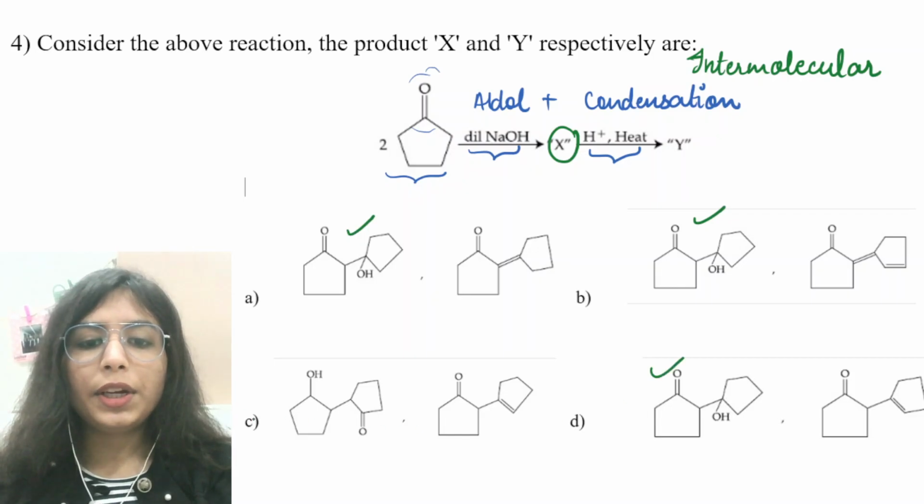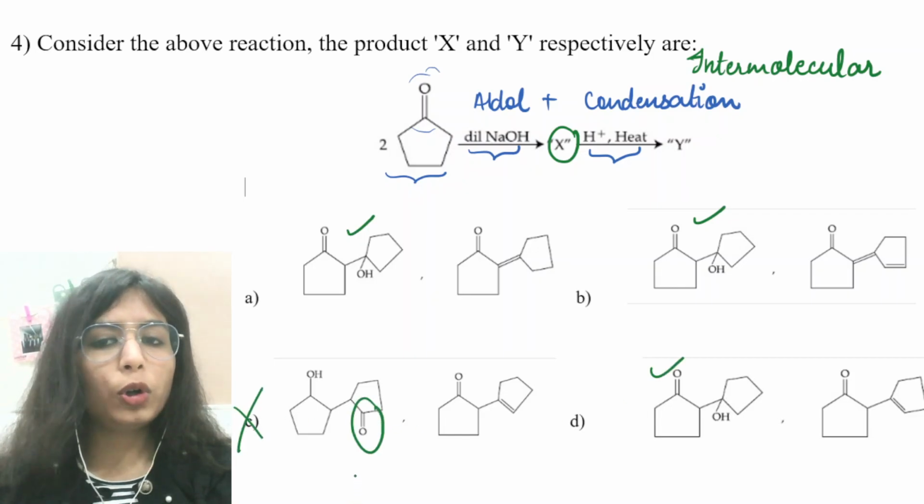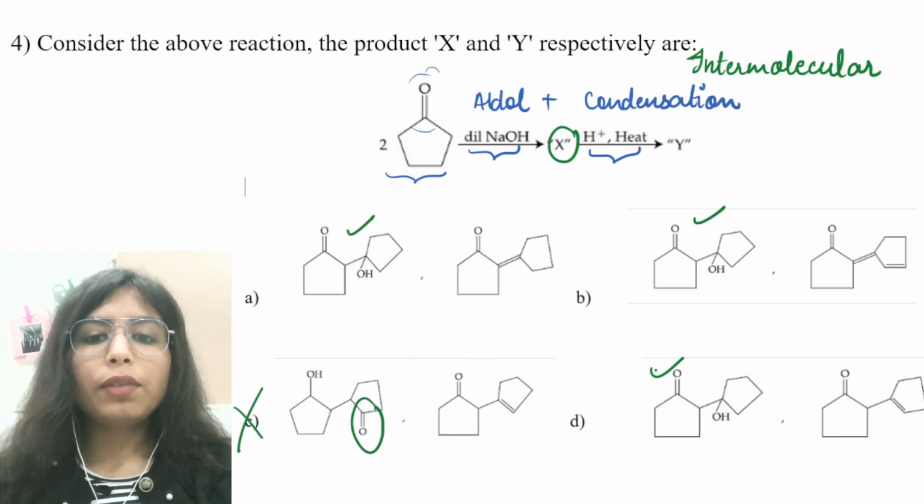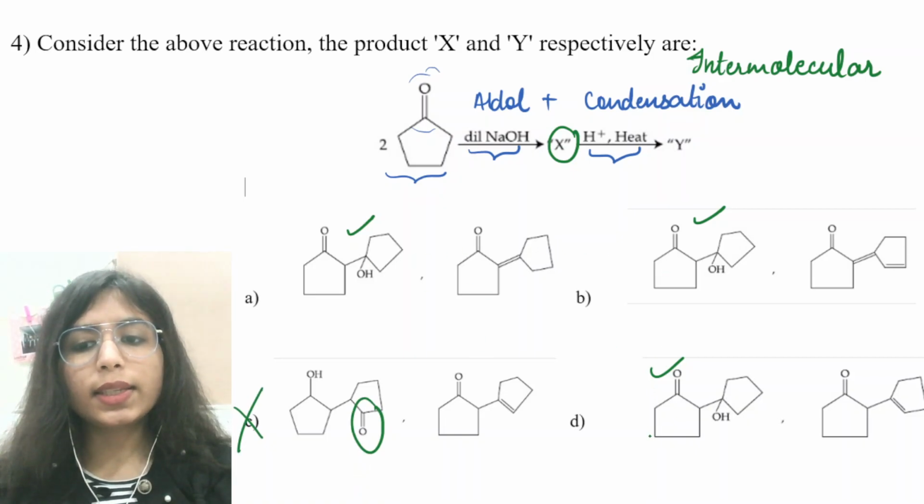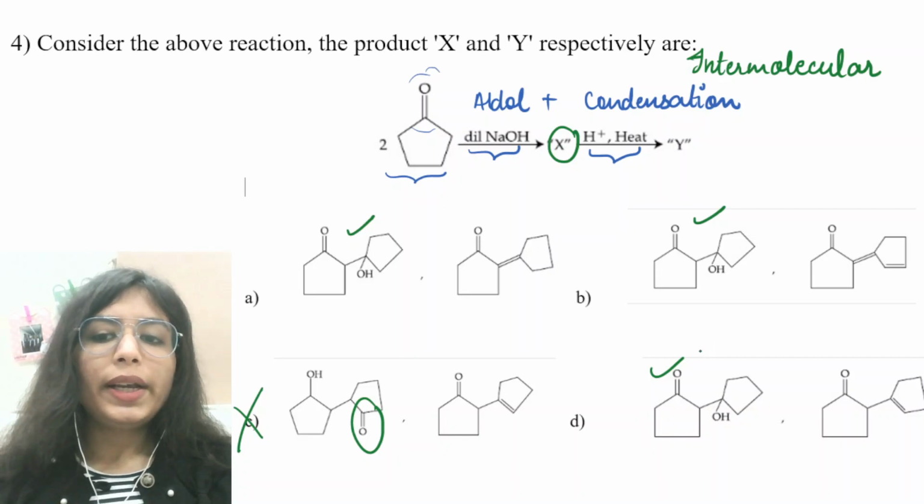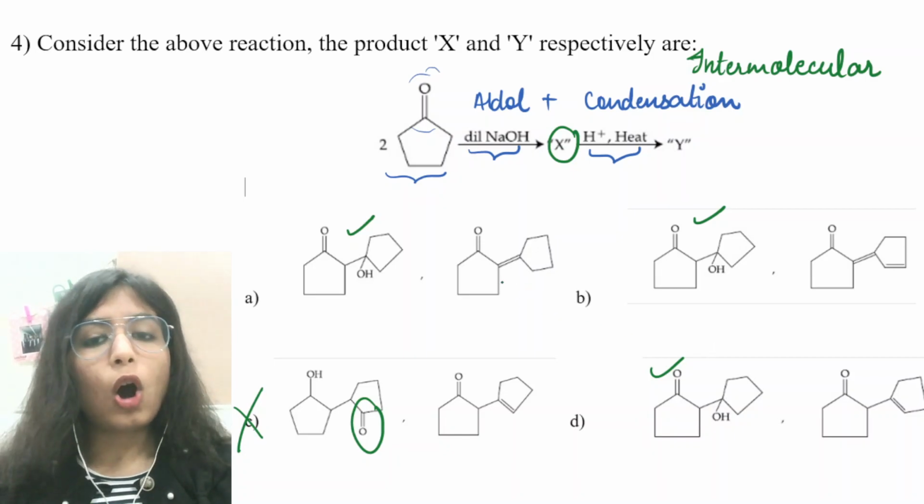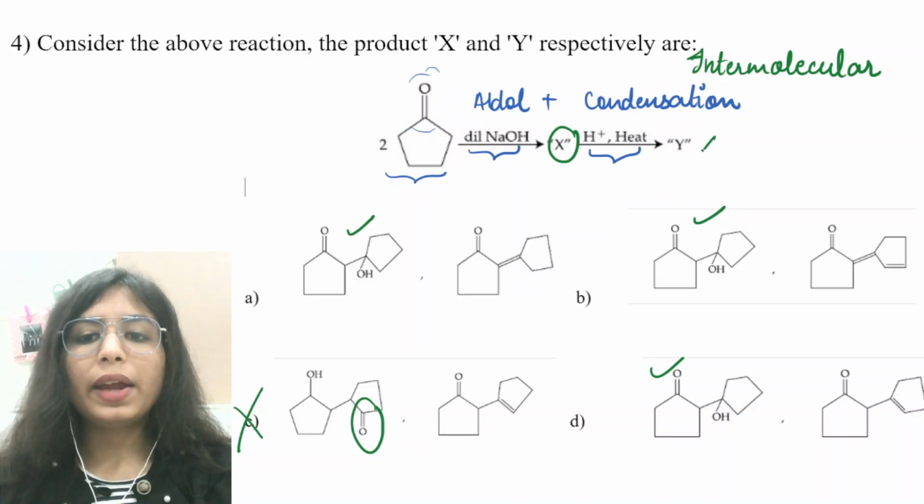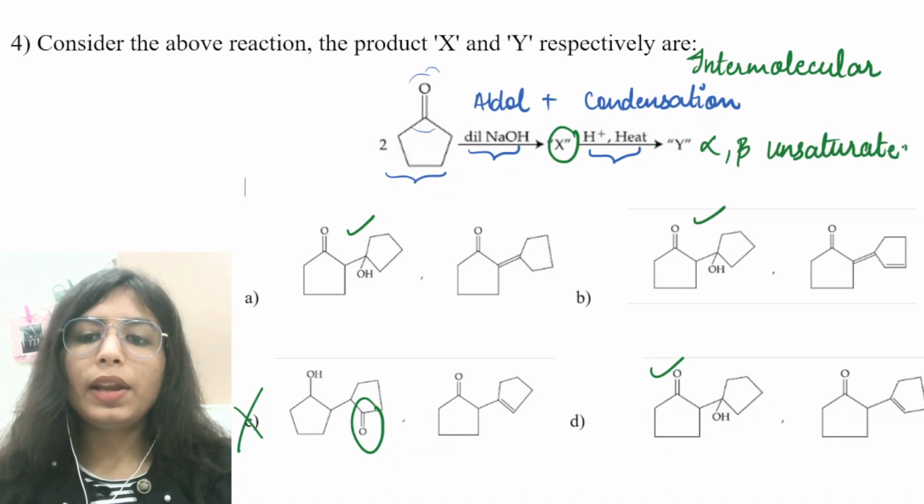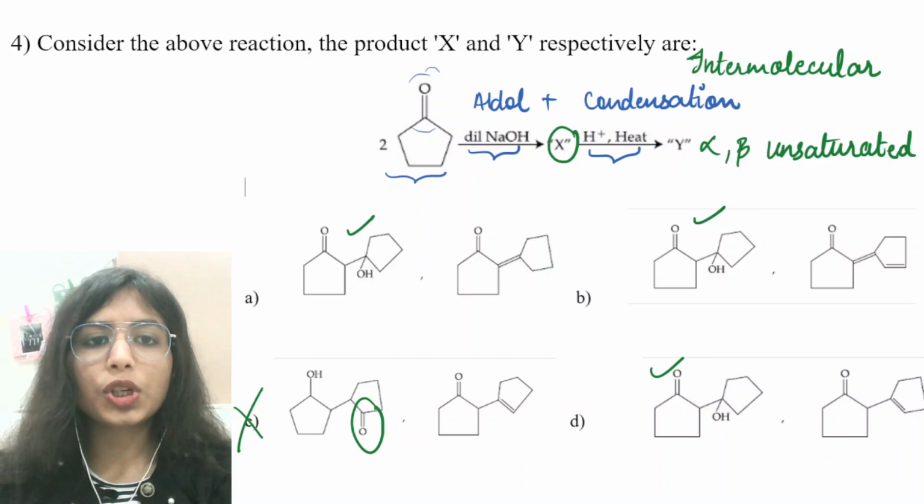So we have eliminated one option, that is our C part, because it is double bond O. So double bond O would not be formed, and we have three options, that is A, B and C. Now you can directly rule out the options also and find out the answer, because here in the Y product you are going to form the alpha beta unsaturated compound, and there is only one alpha beta unsaturated option that is provided to you, which is this.